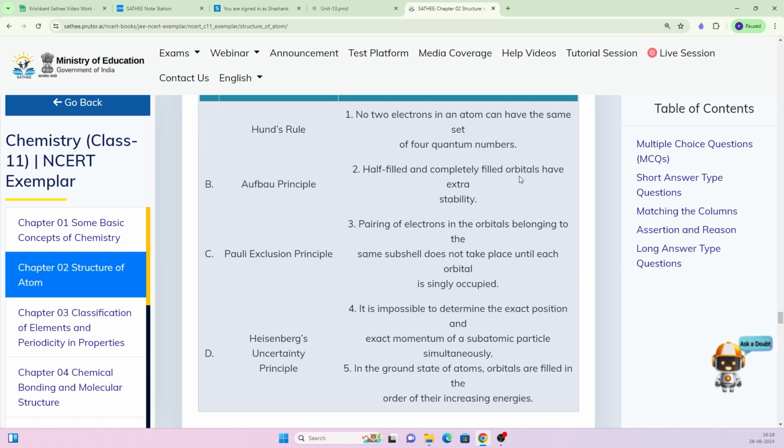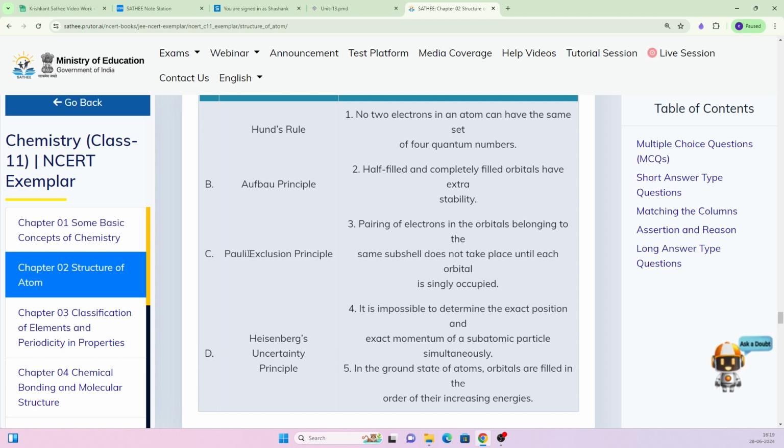What about Aufbau principle? The Aufbau principle says that the orbital with the lower energy is filled first, then the one with higher energy is filled in consecutive form. So this thing is written. So I think fifth is the correct option: in the ground state of an atom, the orbitals are filled in increasing order of their energy.